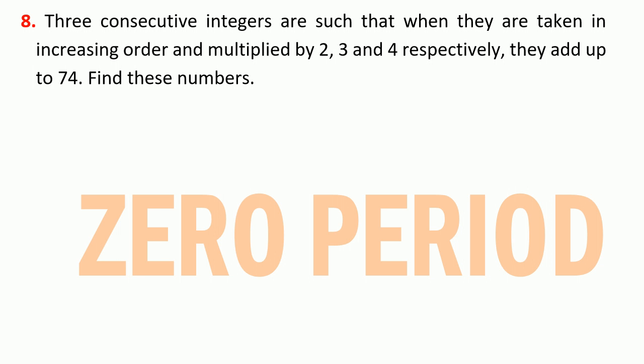Question number 8 is, 3 consecutive integers are such that when they are taken in increasing order and multiplied by 2, 3 and 4 respectively, they add up to 74. Find these numbers. The numbers are consecutive, and then they are multiplied by 2, 3 and 4. So let the numbers be x, then x plus 1, and then x plus 2.